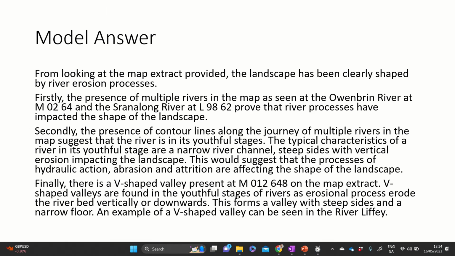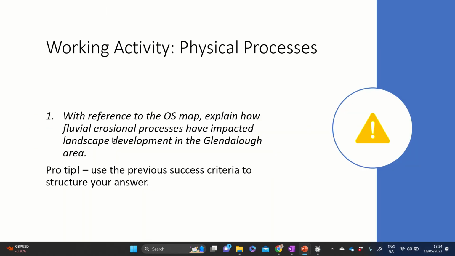What we're going to do next is look to answer the following question individually now. So it's a very similar question to the question that I've answered, we're applying the same knowledge to a very similar question. So first things first, let's read through it together. So with reference to the OS map, explain how fluvial erosional processes have impacted landscape development in the Glendalough area. And my pro tip to you is to use the previous success criteria to structure your answer.